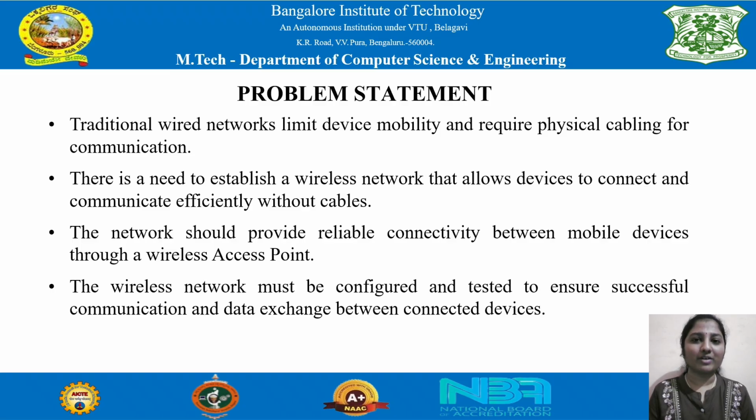The network should provide reliable connectivity between the mobile devices through a wireless access point, which acts as the central connection point. Next, the wireless network must be properly configured and tested to ensure successful communication and data exchange among the connected devices. The main objective is to provide efficient, reliable, and cable-free communication.